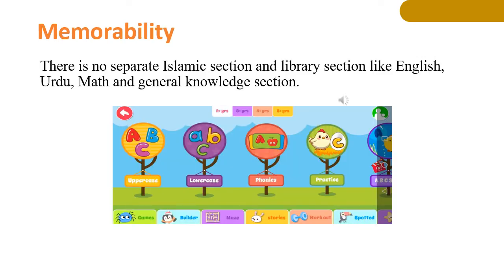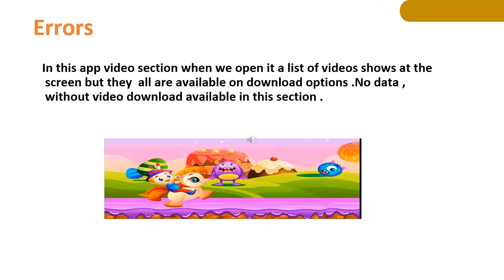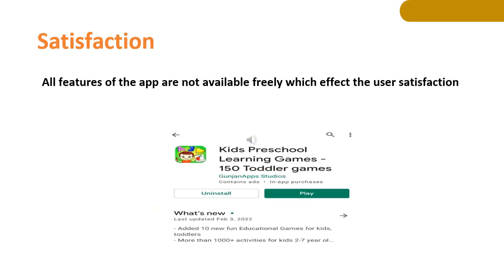Memorability. There is no separate Islamic section and library section like English, Urdu, mathematics and general knowledge sections. Errors. In this app's video section, when we open it, a list of videos shows on the screen, but they all are available only on a download option. No data without video download is available in this section. User satisfaction. All features of the app are not available freely, which affects user satisfaction.